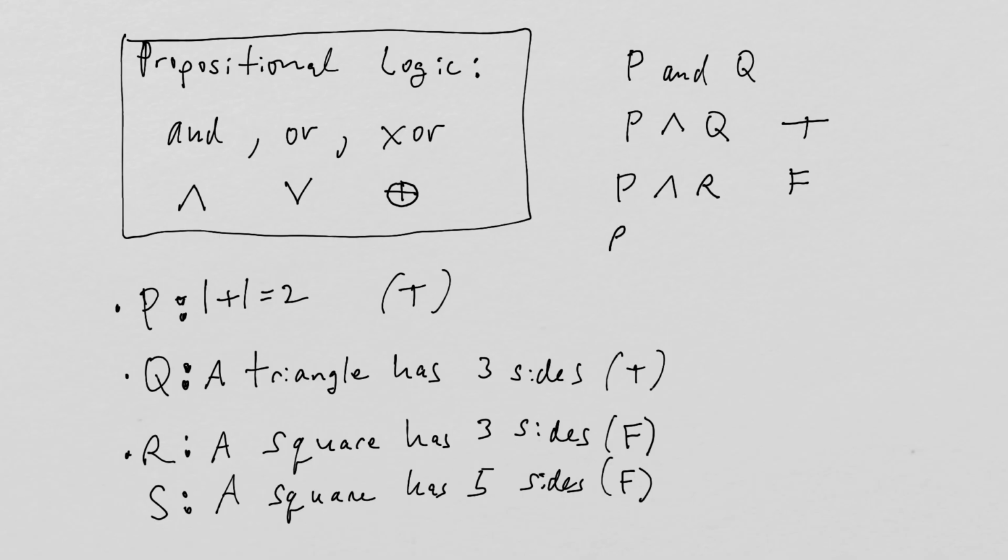And if I say something like R and S, a square has three sides and a square has five sides, neither of those things are true, so of course the whole thing is false. And that's how what's called conjunctions work. That's the fancy word for and, conjunction.